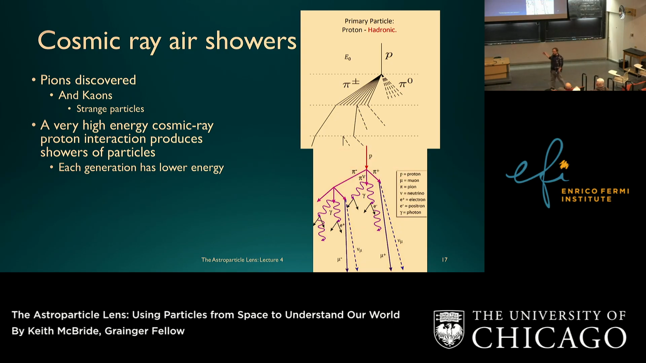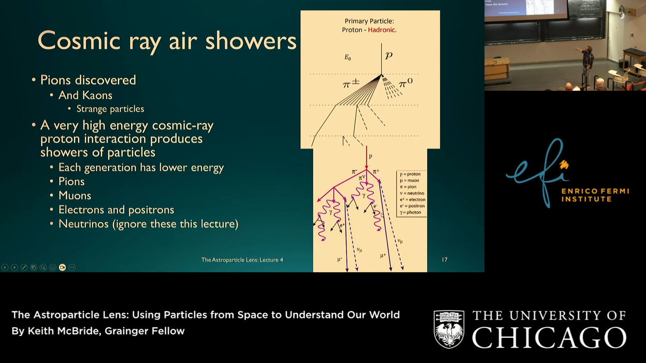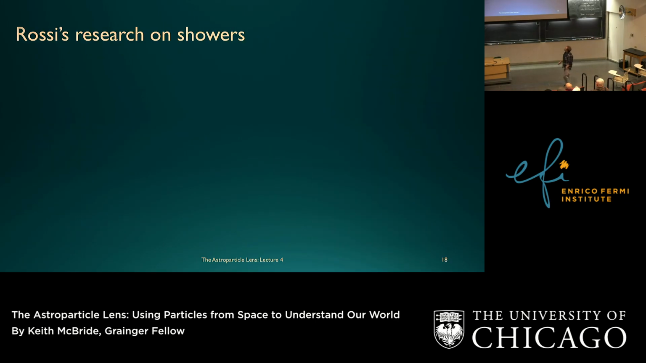And the kinds of particles we can measure, or we talk about with these cosmic ray showers, is electrons, positrons, muons, even neutrinos, right? You have all these different kinds of particles that can be measured in these showers. And this is actually how pions were discovered in the first place, as cosmic ray interactions in the air. But we're going to ignore neutrinos this lecture since we gave them a whole lecture last week.